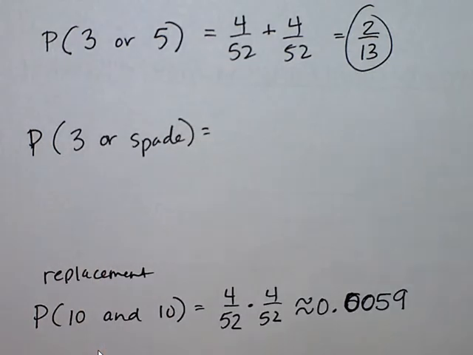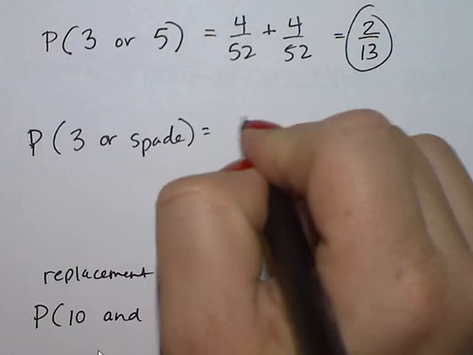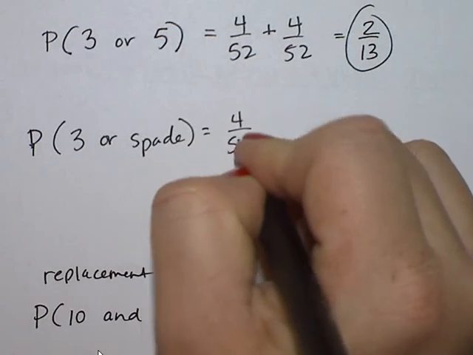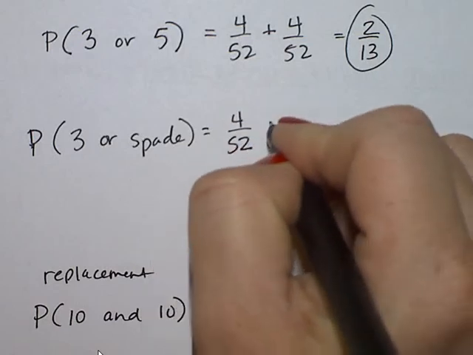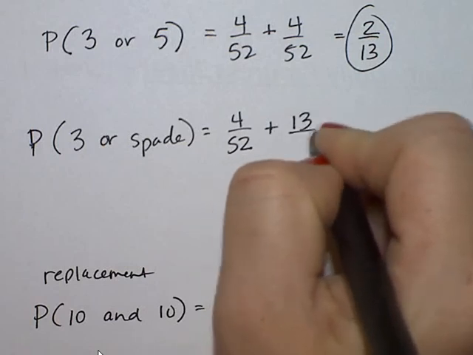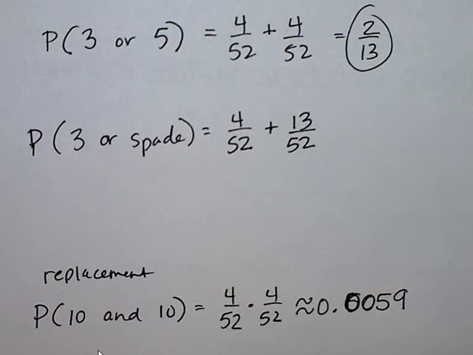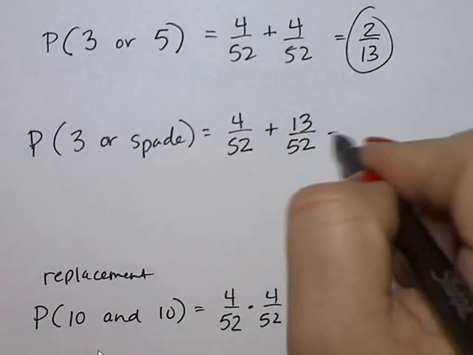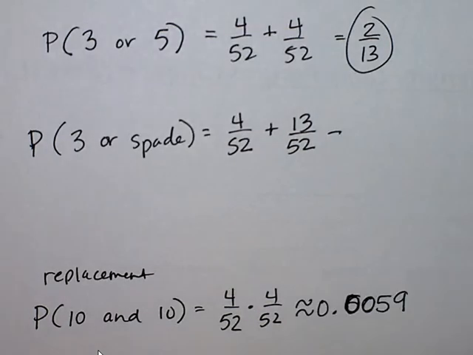Yes. Okay, so how many 3s do you have? 4. And how many spades? How many spades, guys? 13. Remember, there's 13 from every suit. And now we need to subtract the overlapping. So what they're asking is, how many spades are also 3s?